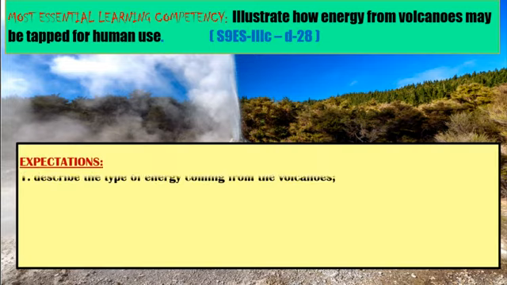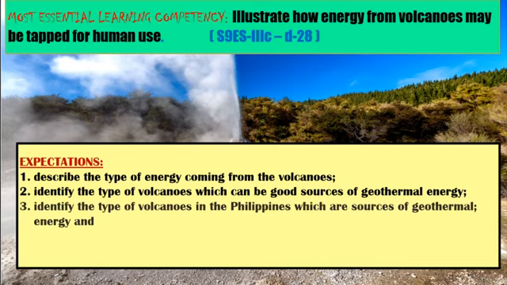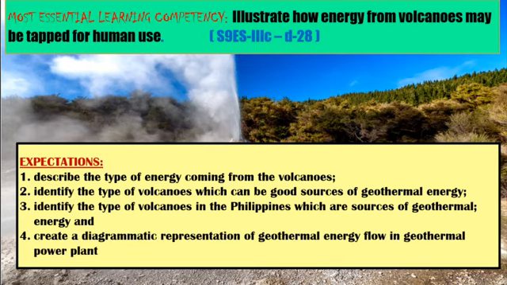For number 1, describe the type of energy coming from the volcanoes. Number 2, identify the type of volcanoes which can be good sources of geothermal energy. Number 3, identify the type of volcanoes in the Philippines which are sources of geothermal energy. And the last one is to create a representation of geothermal energy flow in a geothermal power plant.